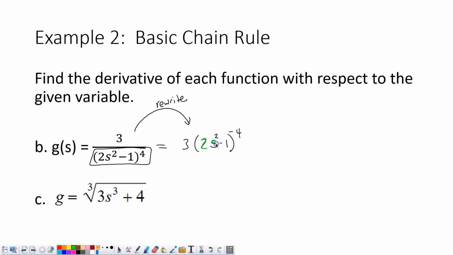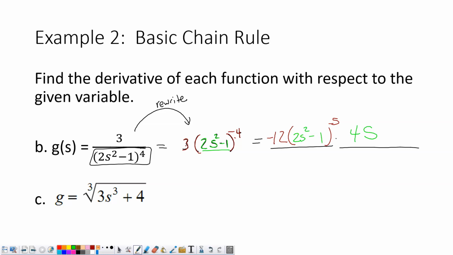Okay, so we have 2s squared minus 1 is the inside function. And then we have 3 parentheses to the power of negative 4. So, first things first, derivative of the inside. The derivative of the inside is 4s, so I'm going to put that there. Now let's do the derivative of the outside. So the derivative of the outside, I'm going to take that red negative 4 and multiply it times the 3, that's negative 12. And then I'm going to take 1 away from the negative 4 to make it negative 5. And we don't change the inside.